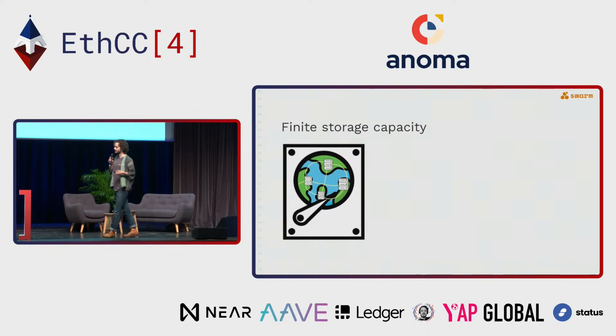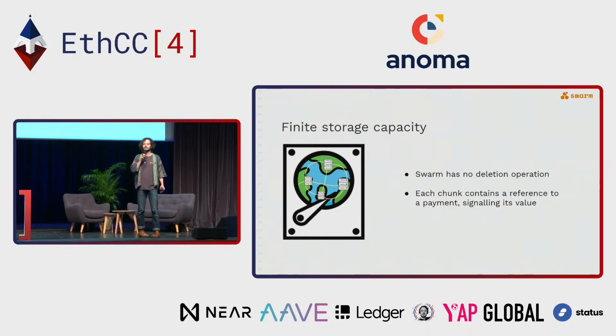But before I said that in Swarm, content once published cannot be changed anymore, and also nobody can revoke access from anybody. So basically it's in the public domain. So Swarm has no deletion operation. So how does Swarm then deal with finite capacity?